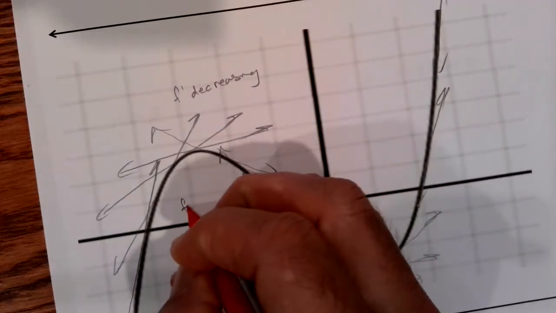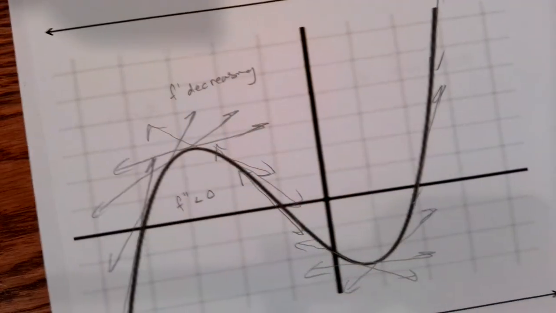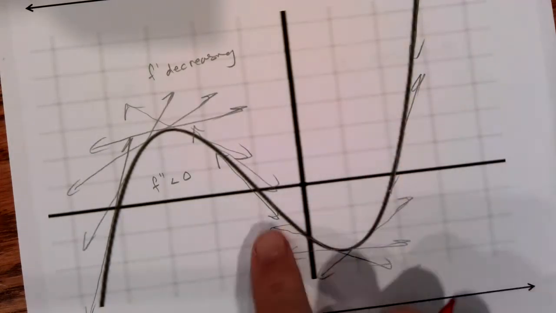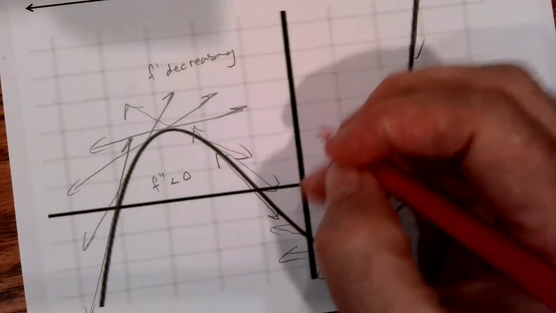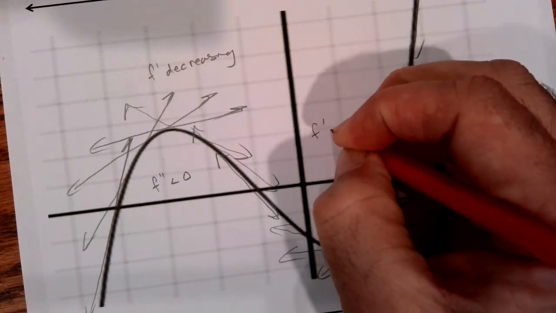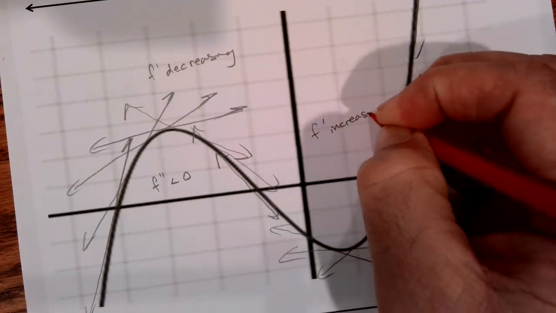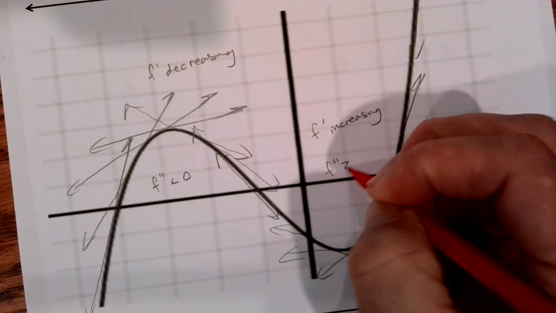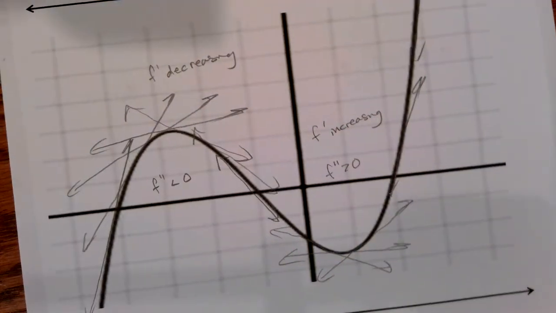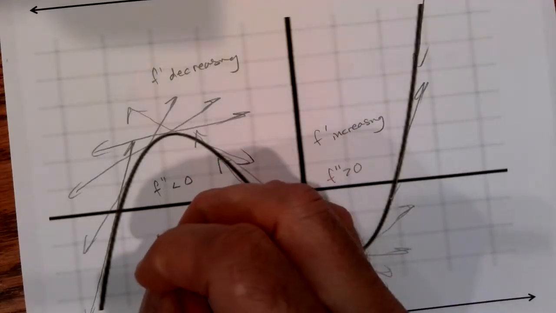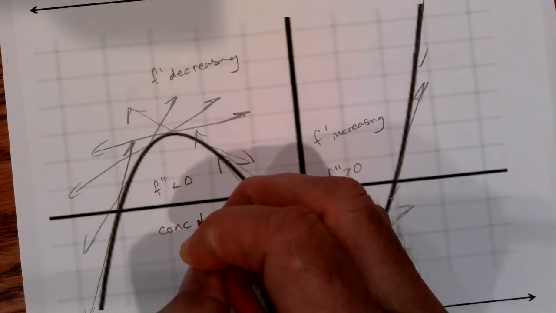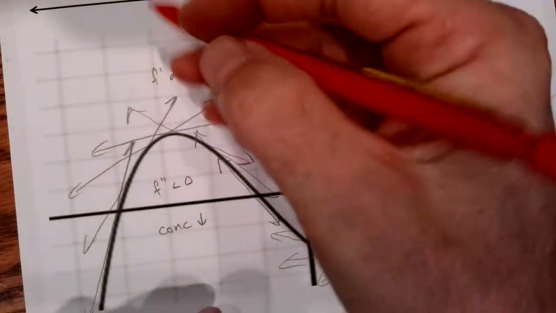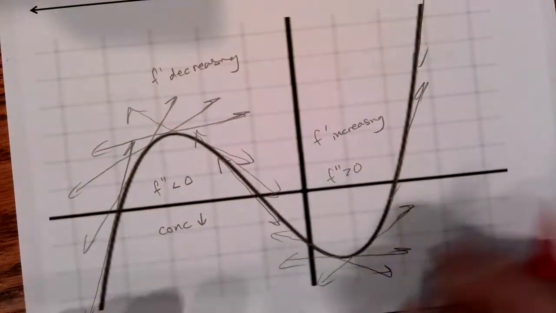which means f double prime is less than zero. It's f double prime is negative in that situation. And here where they're tilting back up, you can see that f prime is increasing. And what that means is that f double prime is greater than zero. We call this concave down. Concave down, and if you dropped water on it, it would shed the water.